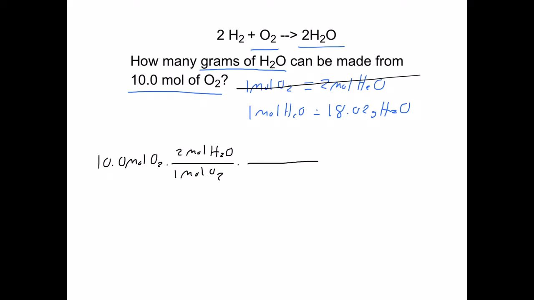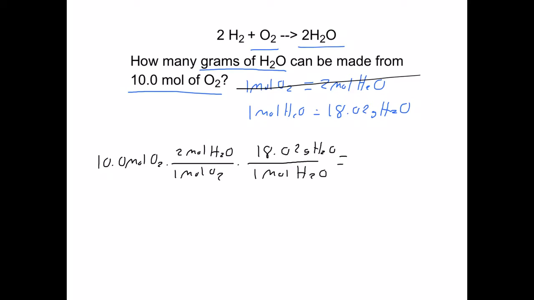Since moles of H2O is on the top of our first fraction, we will have to cancel it out by putting it on the bottom of the next fraction. 1 mole of H2O will go on the bottom, and our molar mass of 18.02 grams of H2O is going to go on the top. You multiply your given by everything on the top of the fractions, and then you divide by everything on the bottom. So in this case, we're going to have 10 times 2 times 18.02. You could divide by the ones, but that's not going to do much to your answer.